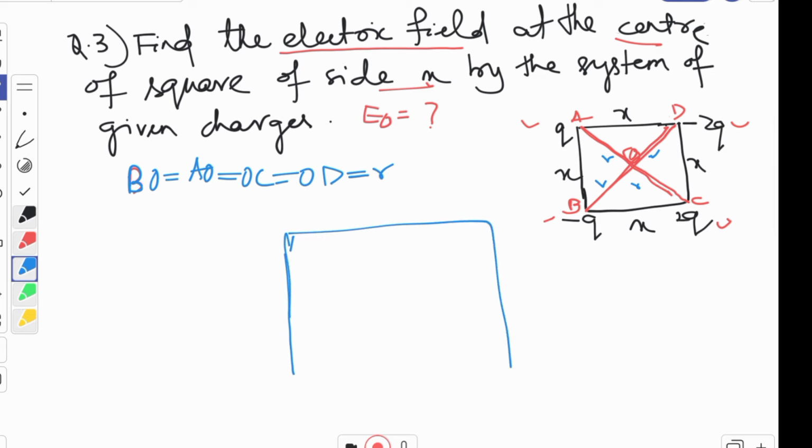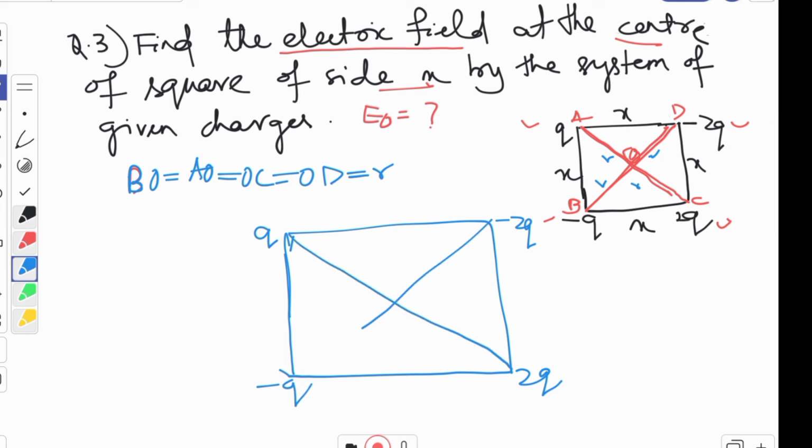See children, draw this diagram. So this is Q, this is minus 2Q, this is 2Q, this is minus Q. At O we need to find out. This is your A point, B point and C and D. Now at O, due to B would be what? B, as you can see here, is minus Q charge. That means your electric field will be towards the negative charge. So this will be your EB direction.